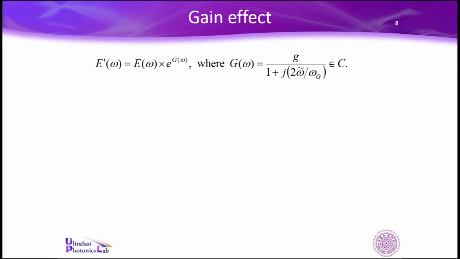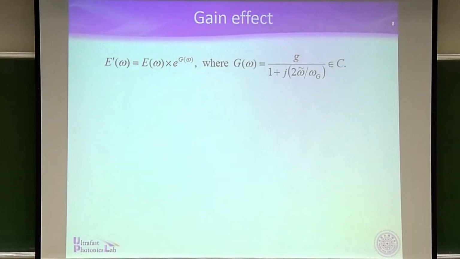Second, the gain effect. In lesson 1, we have known the contribution from the gain medium can be modeled by this formula. The output spectrum, big E prime, equals the input spectrum, big E, times e to the big G of omega, where big G of omega is a complex Lorentzian function. We have seen that in lesson 1.